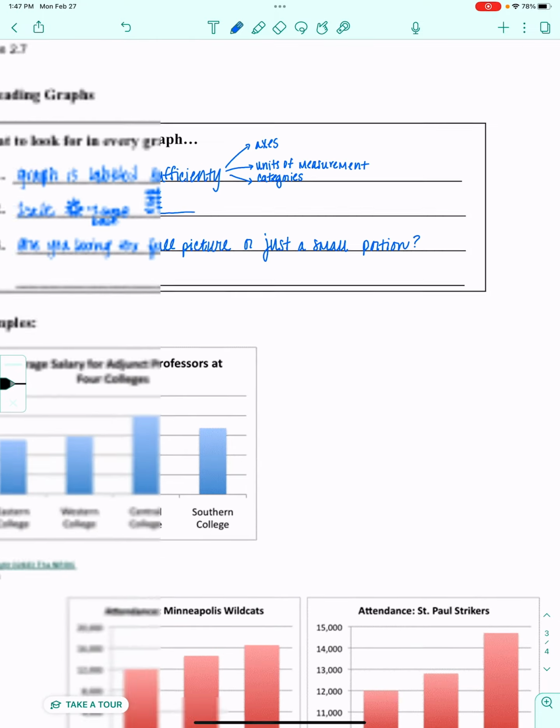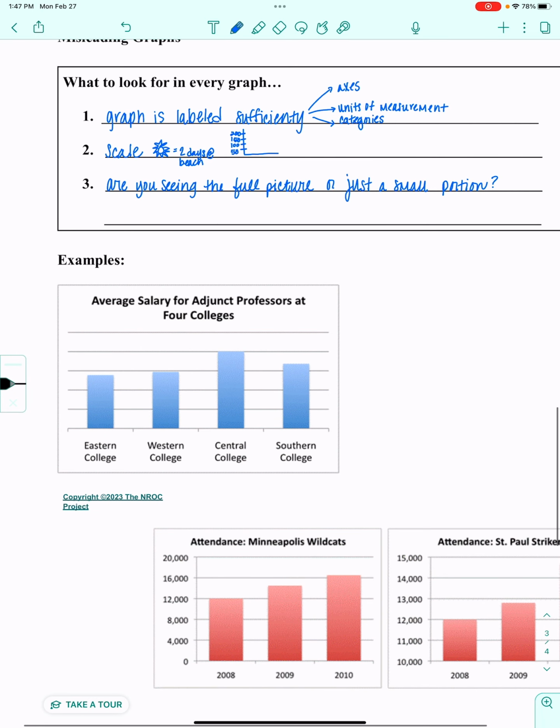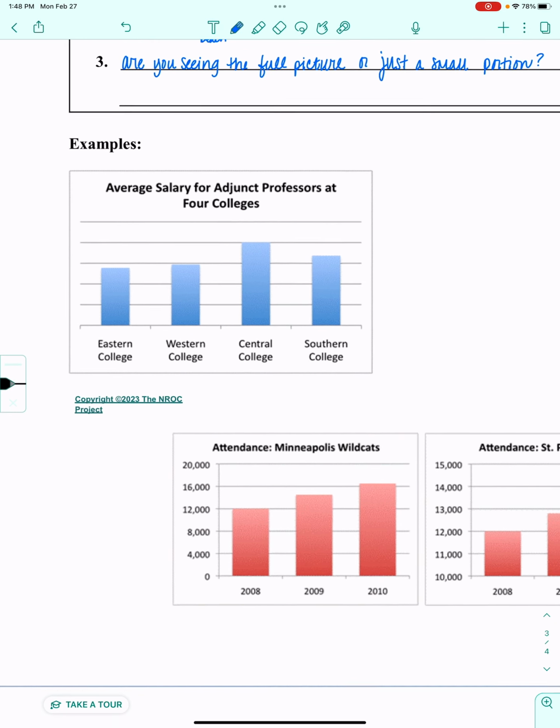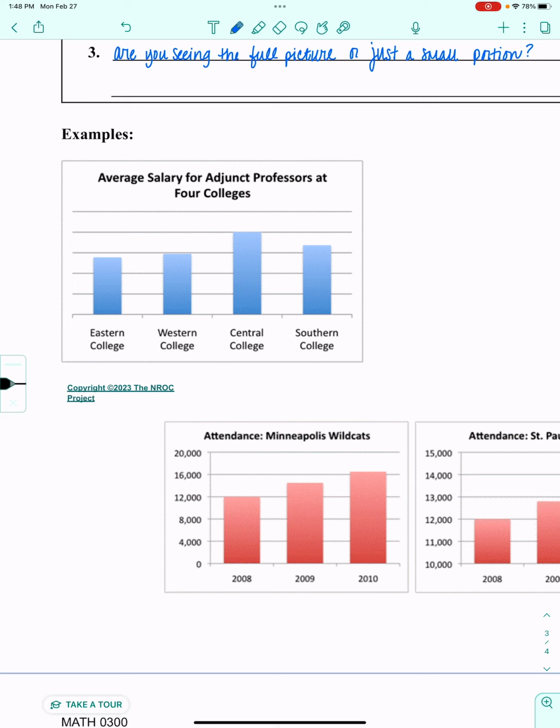So are the presenters letting you see all of the data, or did they just pick out a chunk that makes them look good? So we're going to go take a look at some graphs. This first one says it's the average salary for an adjunct professor at 4 colleges. So we do have a title. Tells us what we're looking at. It labels the colleges. So that works in our favor.